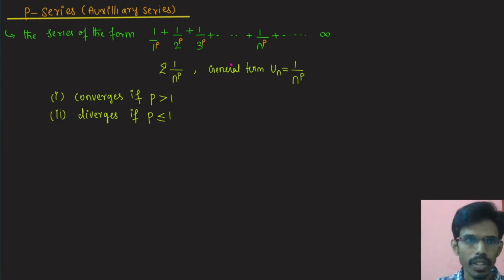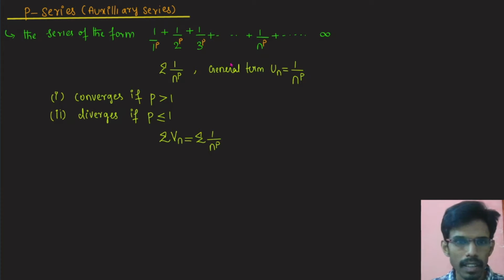And we denote this auxiliary series by sigma vn, that is sigma 1 by n power of p. This series is helpful for confirming whether the given series is convergent or divergent. This series is helpful in comparison test.